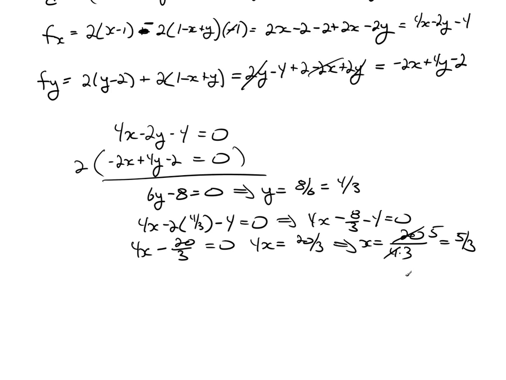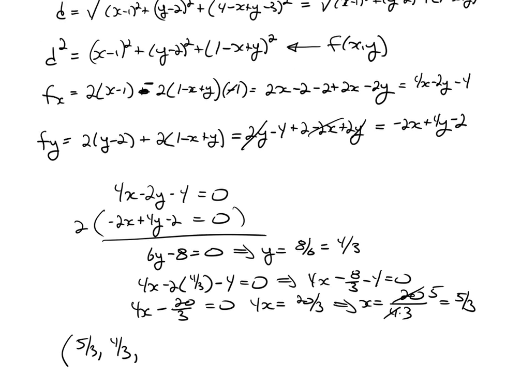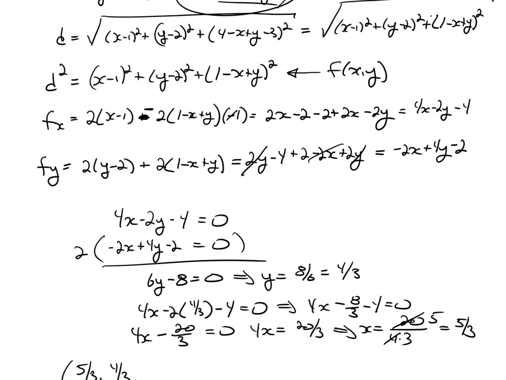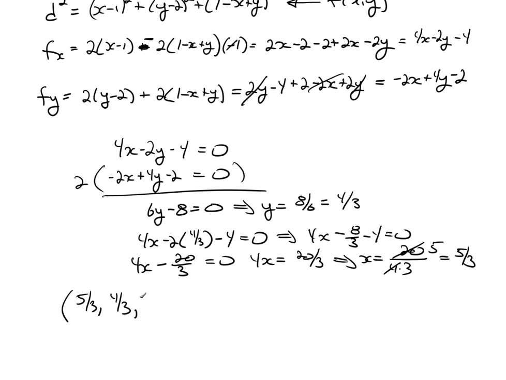Now that I have x and y, I can come back and solve for z. Right now I have x equals 5/3 and y equals 4/3. When I come back up here and solve for z, I'll end up with 11/3. So now I have the critical point. By the mere physical nature of this problem, I know those coordinates are going to give me the minimum, but we can verify this using the second derivative test, which is probably a good idea.